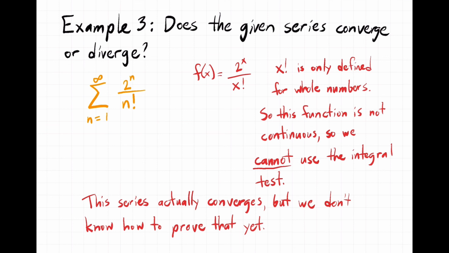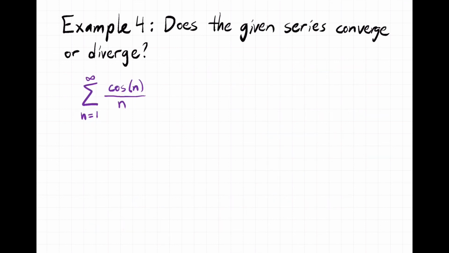So this is why the integral test is somewhat limited, because it only works in cases where you actually can integrate the function and where the function satisfies these requirements. It has to be continuous, positive, and decreasing on the interval from 1 to infinity or whatever you're going to integrate over. Let's look at one more example. So the series, the sum as n goes from 1 to infinity of cosine of n over n.